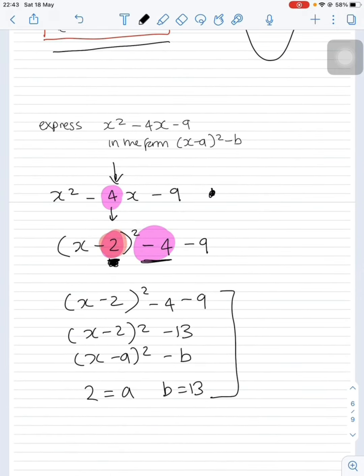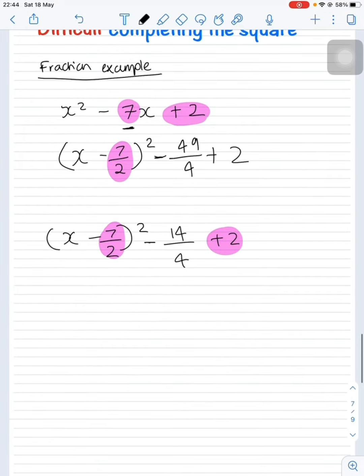So we had to do x squared minus 4x minus 9. So what we essentially first do is write out the brackets. So x minus 2 squared, and then what we always do is we divide the 4 by 2, so we're left with 2, and then we always have to minus this number squared. So the square of 2 is 4, and then we're left with this, and then you work it out. Now let's get straight into the example.